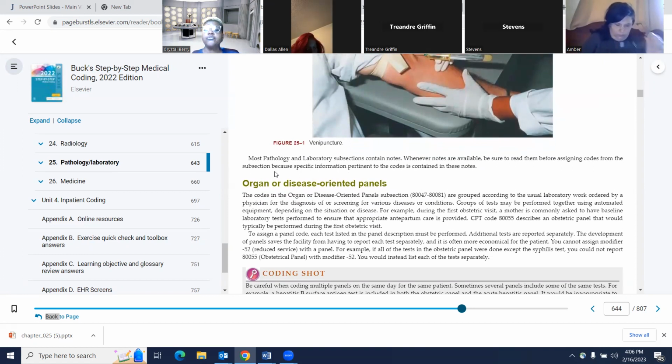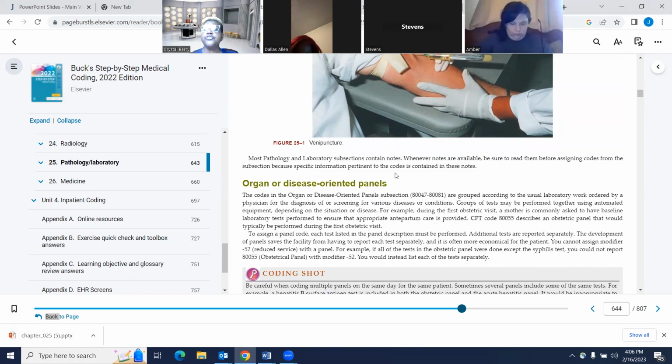Most pathology and laboratory subsections contain notes. Always read the notes in the pathology subsections, because if you're not reading those notes, your code would be inaccurate. Whenever notes are available, be sure to read them before assigning codes from the subsection, because specific information pertinent to the code is contained in these notes.